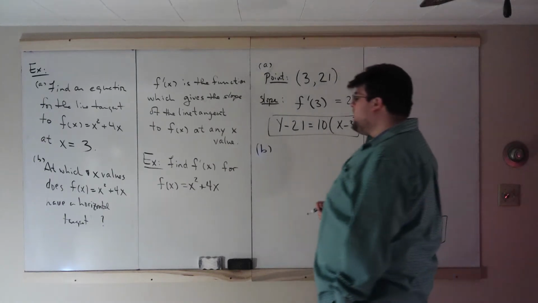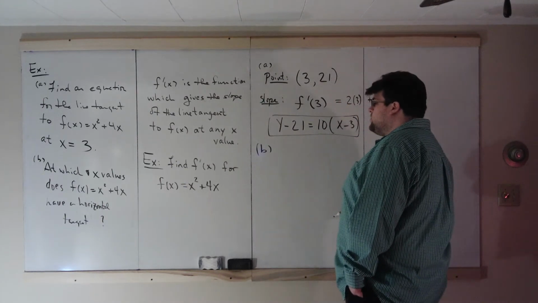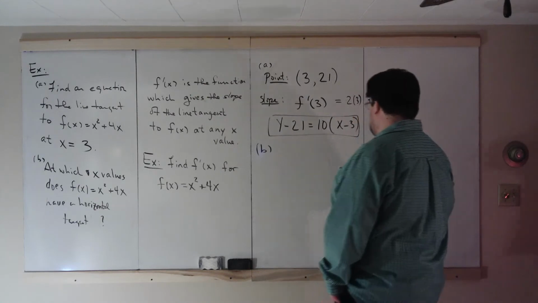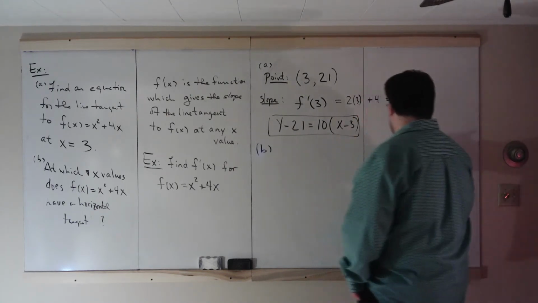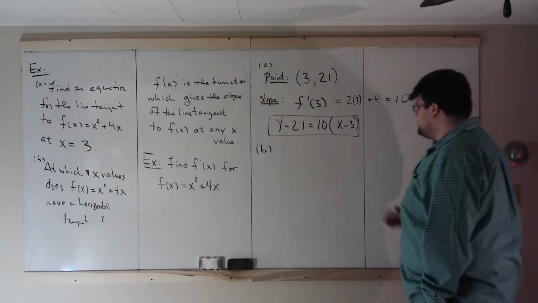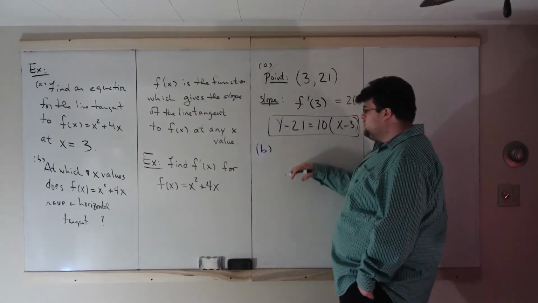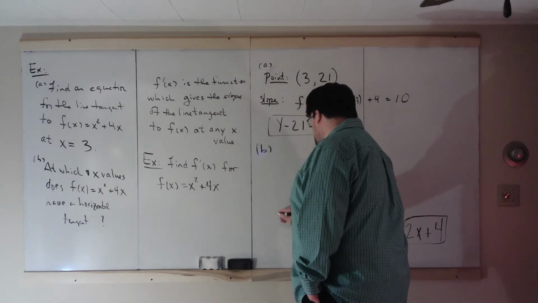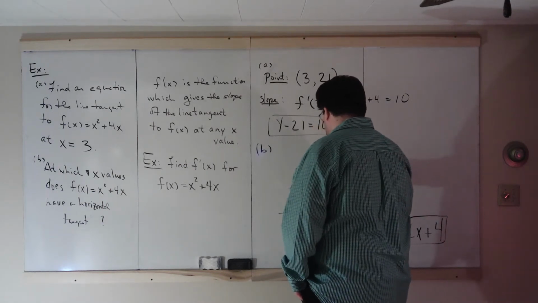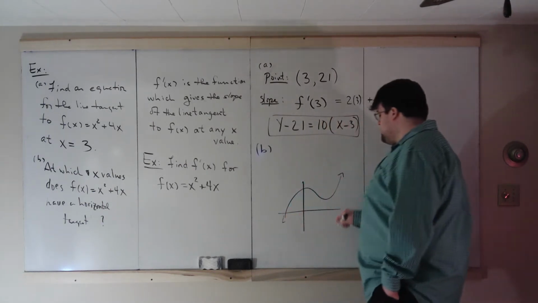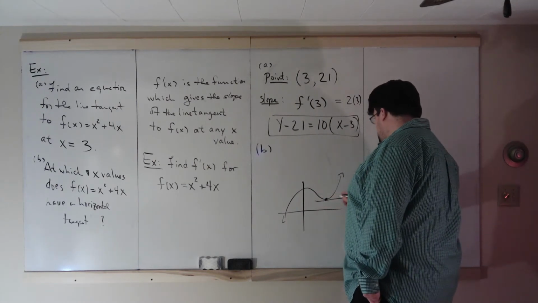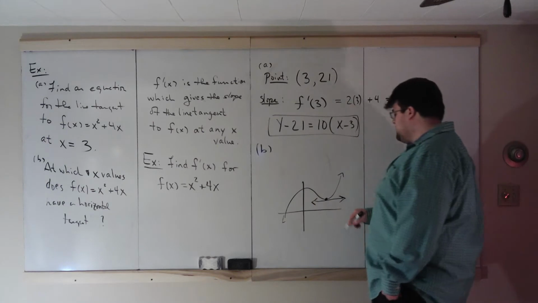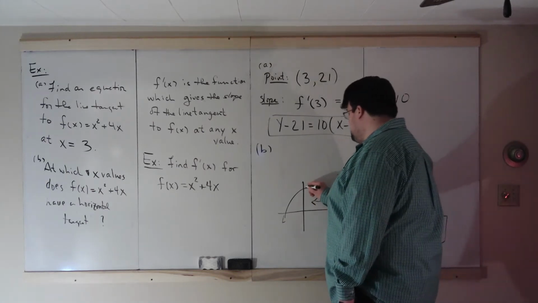Part B, at which x values does this function have a horizontal tangent? What does a horizontal tangent look like? I'm going to draw it down here. What does a horizontal tangent look like? Well, it's a tangent line that's horizontal. So right there we have a horizontal tangent line.